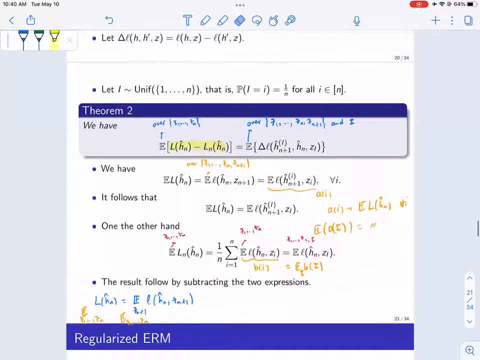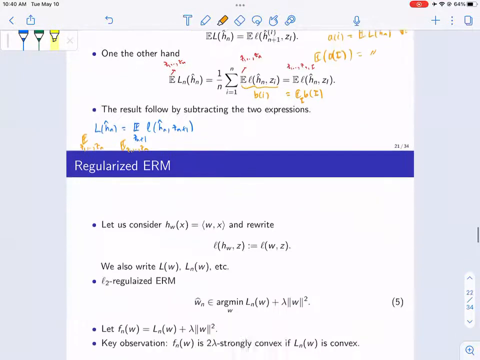Now I'm going to use this result. What basically we want to show is we want to control this difference in the loss. And this quantity is nice for when you regularize, because we perturb a little bit. Because of regularization, you can imagine this doesn't change much.